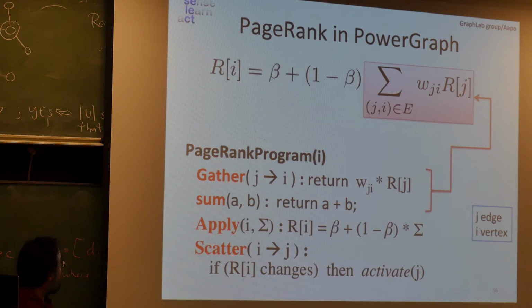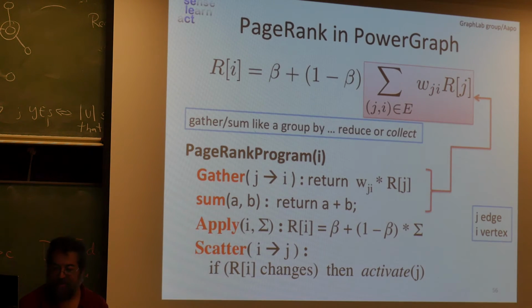And then finally, we're going to scatter. This is basically deciding what edges are going to be active. So it's a lot like signal collect with this additional combiner process.